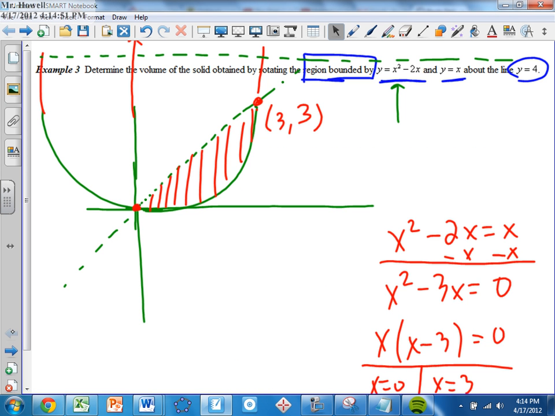Now, if I want to revolve this around this line y equals 4, I'm going to be revolving it up and around. Everybody see what I'm doing now? Again, if I were revolving around the x-axis, it would just loop around here. That's all it would do, it would loop right around. But I want to revolve around that axis y equals 4.